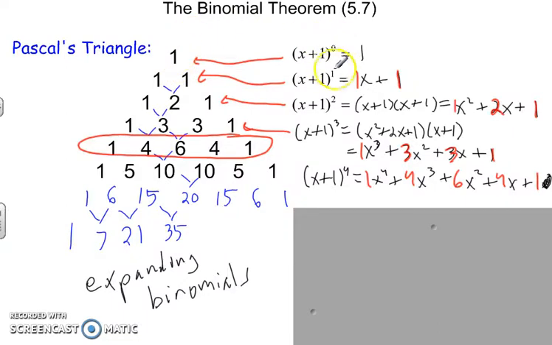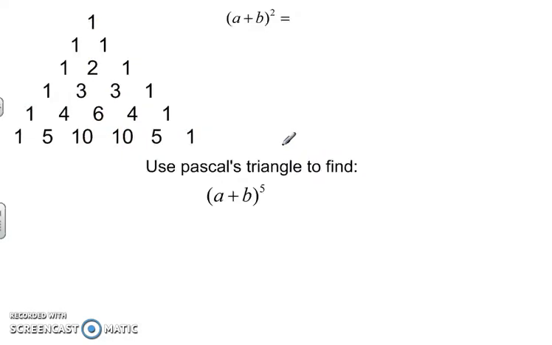So 0 power is the first row, first power is the second row, second power is the third row, third power is the fourth row. So the row is always one more than the power. Keeping that in mind, this is second power, so to get second power, I need the third row. So I'm going to circle this row. These are the numbers I need. The coefficients are going to be 1, 2, and 1.